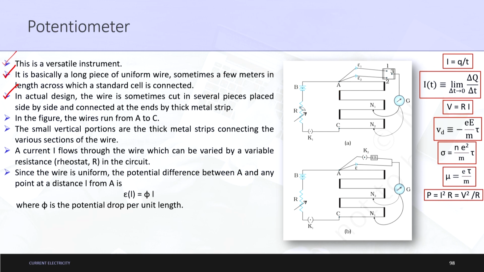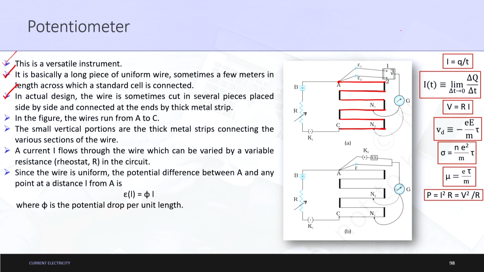Okay, let us move on. In the figure the wires run from A to C, quite evident. As you can see, the wire starts from here, goes here, like this, like this, like this, like this, and like this. Basically the wires are in this portion. Let me just make the diagram more clear. So the wires are these only, 1, 2, 3, 4, 5, 6.